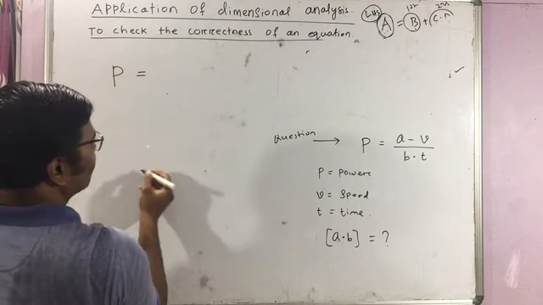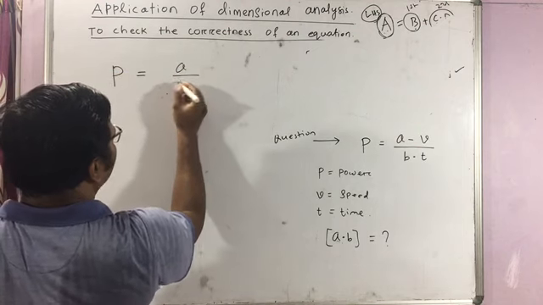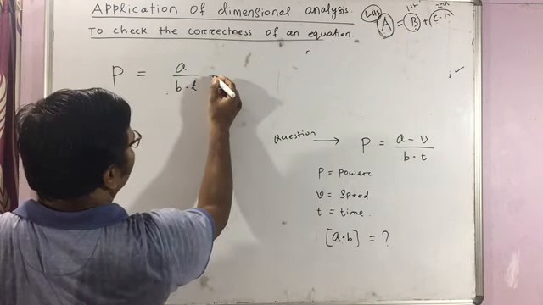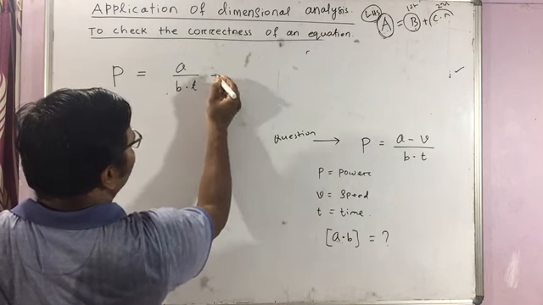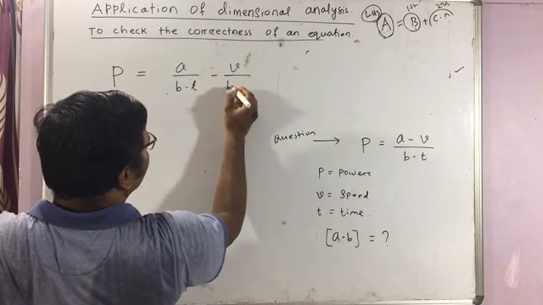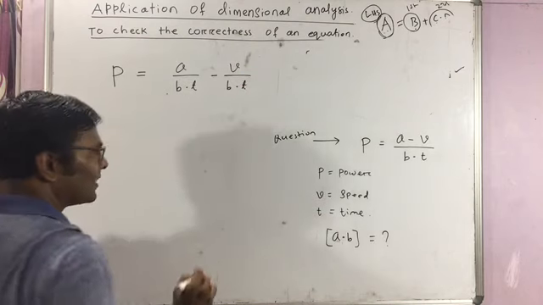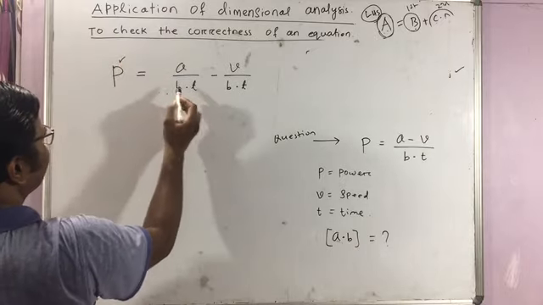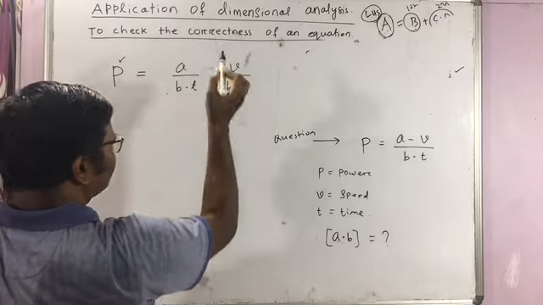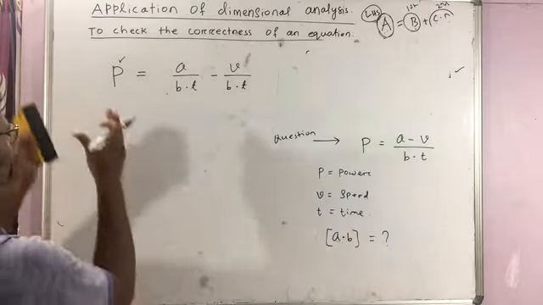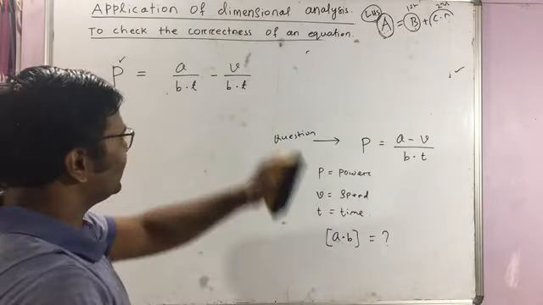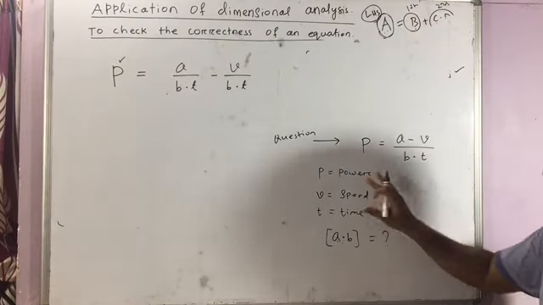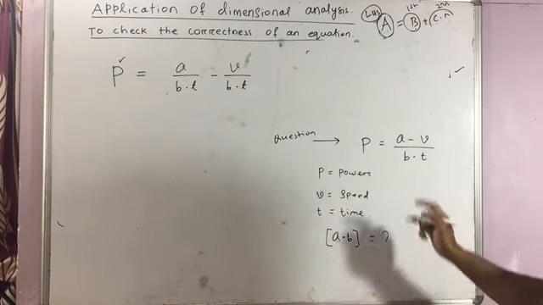P is given by A by B into T, minus V by B into T. Got? So there are three terms: LHS one term, and RHS one and another term. So the dimension of all the terms must be equal. If you know the dimension, it is well and fine. Otherwise you can calculate here.